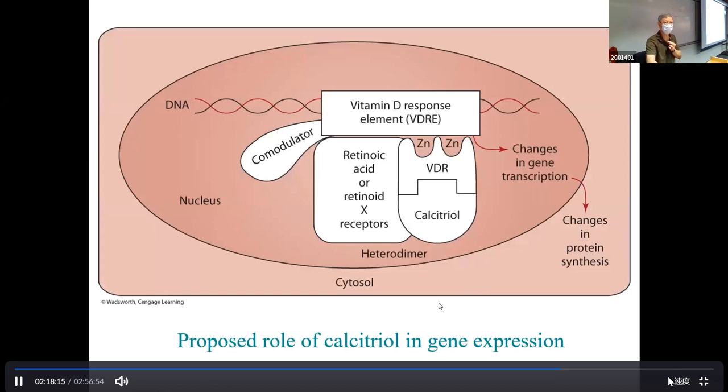This is just a diagram showing you the typical structure of the vitamin D response element and how it will respond to the impact of vitamin D as well as vitamin A. The whole thing needs both vitamin D and vitamin A in the form of retinoic acid for triggering the response element. But again, I'm just providing you with a perspective. We are not going to go into detail.